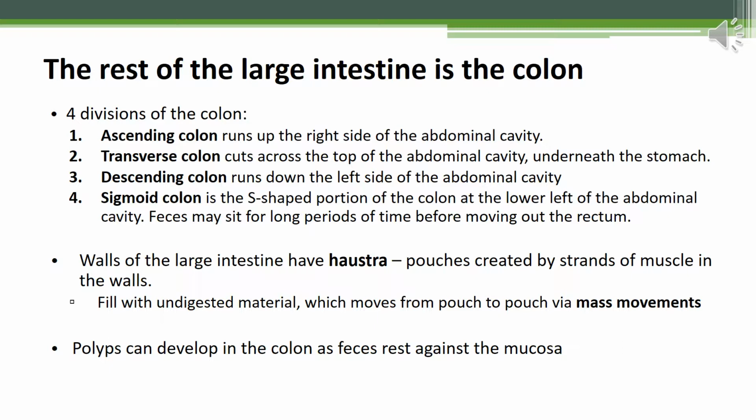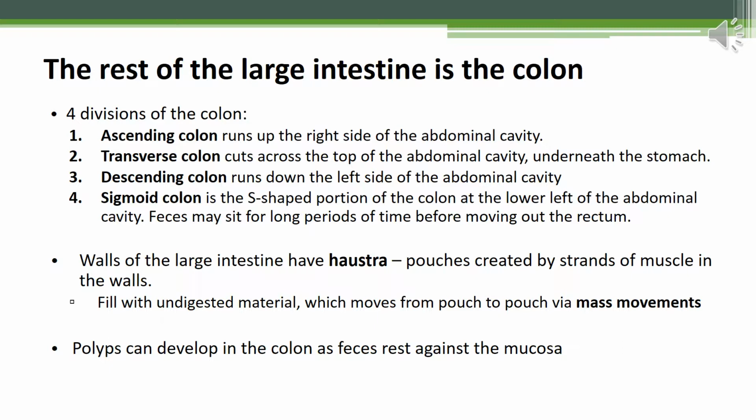And there are 4 divisions of the colon, and these divisions don't have the technical names that the divisions of the small intestine do. But anyway, there's the ascending colon, which runs up the right side of the abdominal cavity, the transverse colon, which runs across the top of the abdominal cavity underneath the stomach, and the descending colon, which runs down the left side of the abdominal cavity. So the ascending colon runs up, the transverse colon runs across, and the descending colon runs down. The 4th and final division is called the sigmoid colon, and this is an S-shaped portion of the colon at the lower left of the abdominal cavity, and it's a horizontal running S.